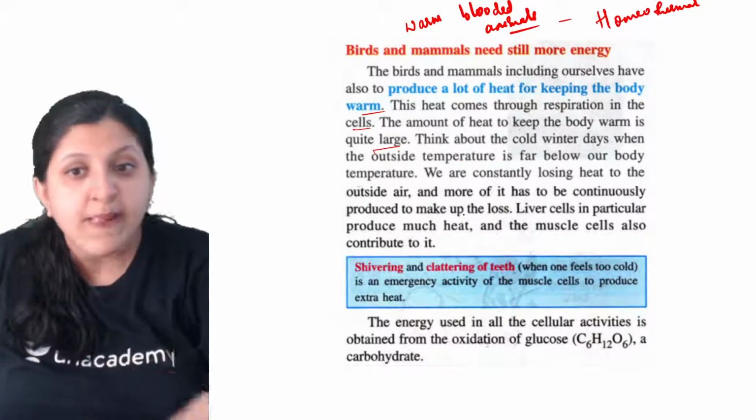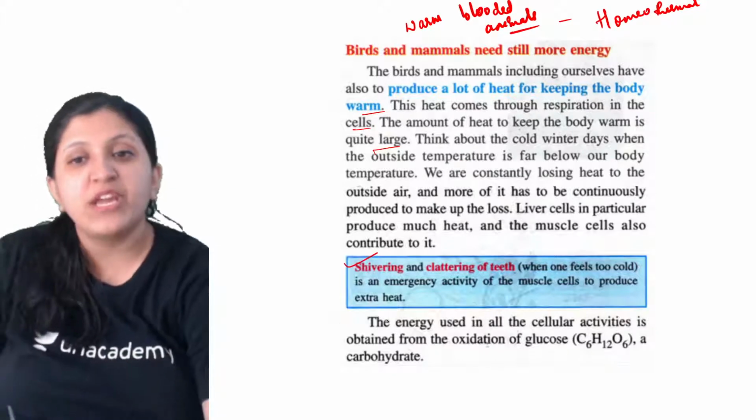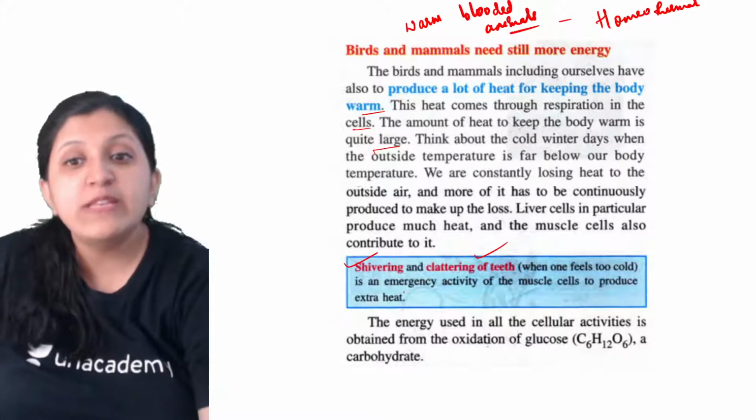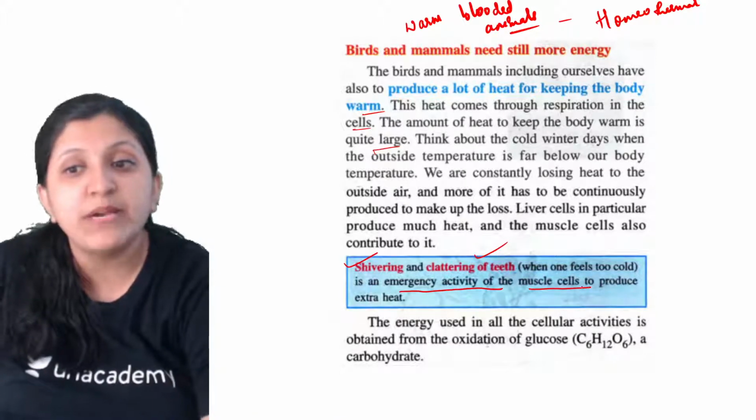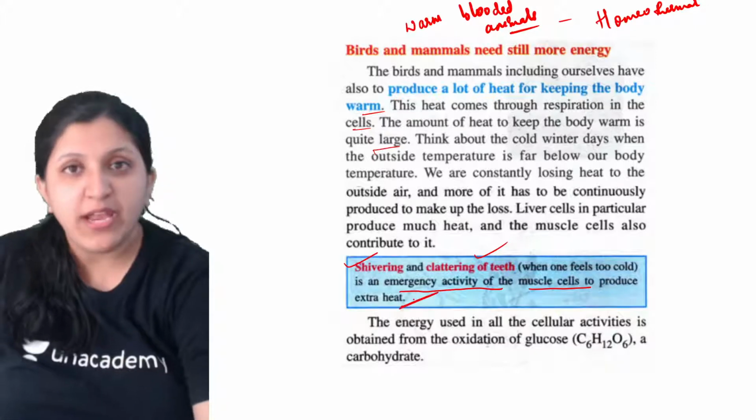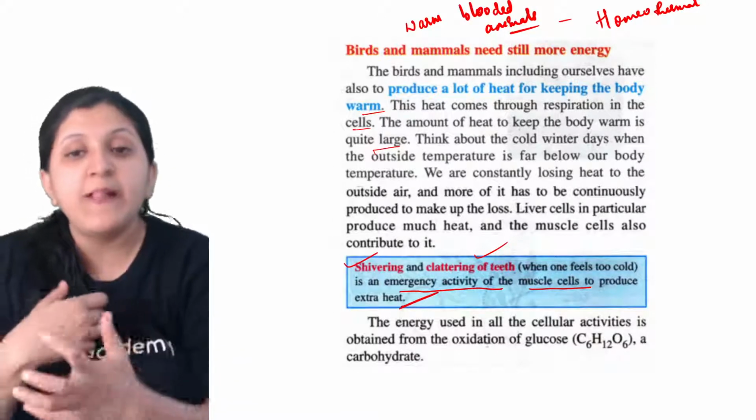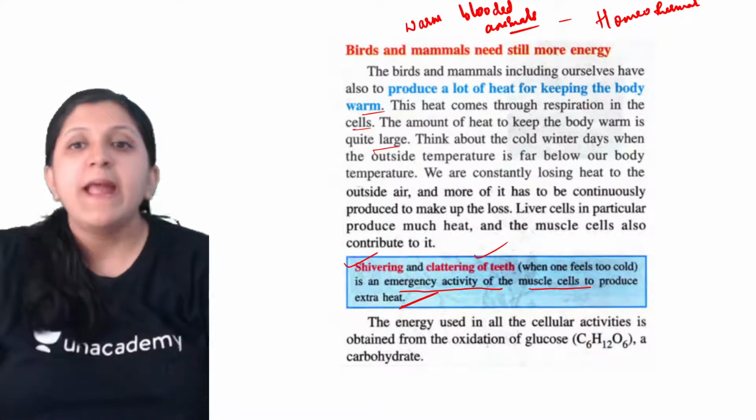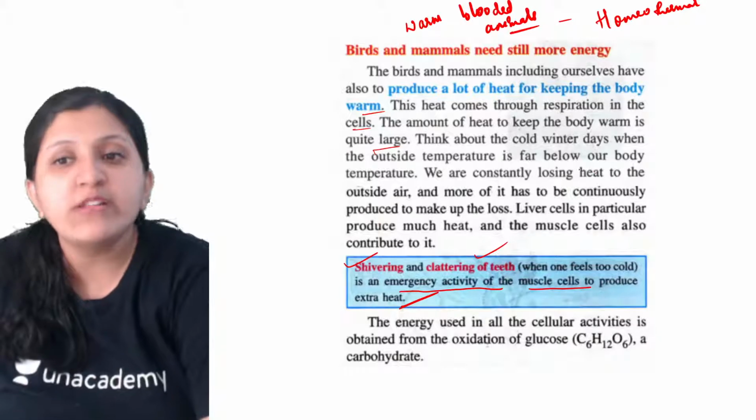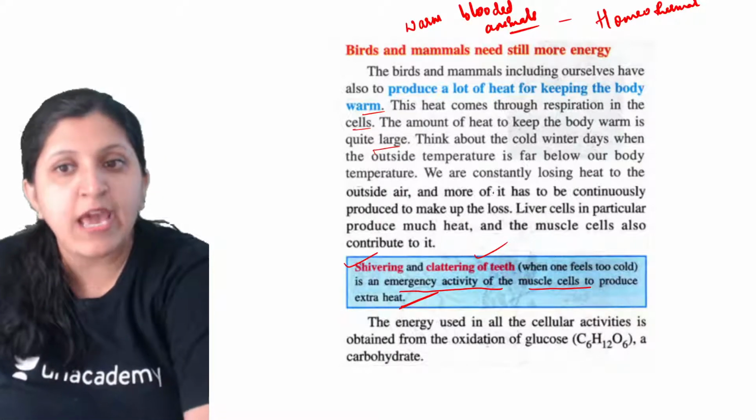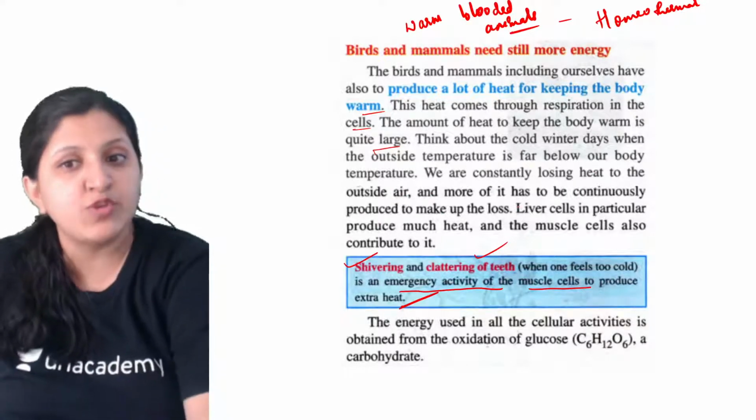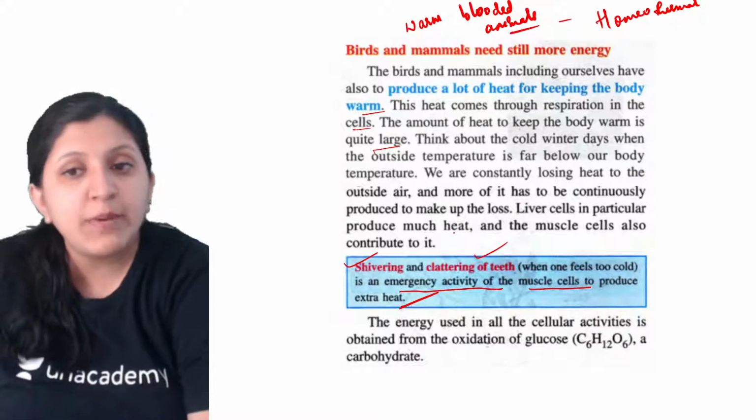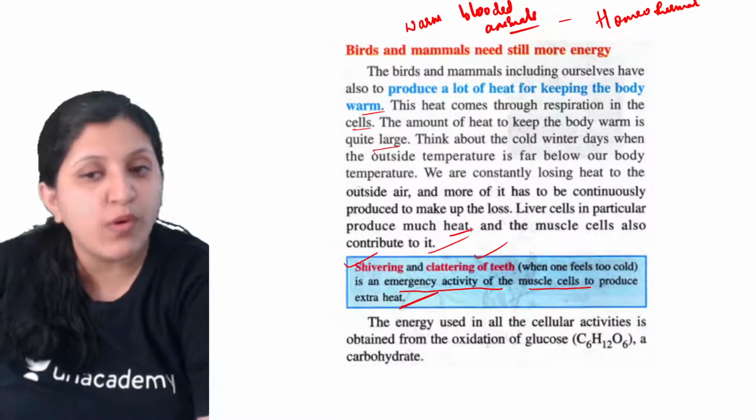So what keeps happening? If you have seen this action, the shivering or clattering of teeth, when one feels too cold, this is an emergency activity of the muscle cells to produce extra heat. They try to produce extra heat by shivering and clattering of teeth, so that when movement is occurring, there is heat production. We are constantly losing heat to the outside air. More of it has to be continuously produced to make up the loss. Liver cells in particular produce much heat, and the muscles also contribute to it.